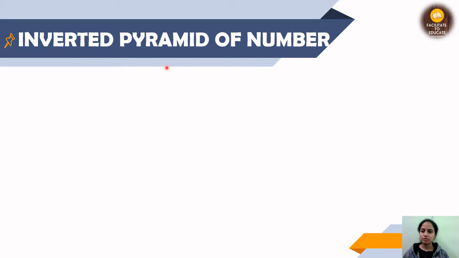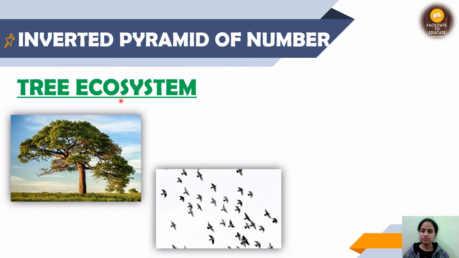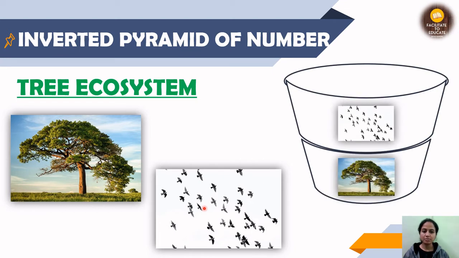So now we will talk about the inverted pyramid of number. We will take a very common example of a tree ecosystem. So the producer is 1 in number, that is a tree, and the birds are feeding on maybe the fruits or leaves or anything. So they are more than that, right? So they are the primary consumers. When we form the pyramid of this type, then an inverted type of pyramid will be formed.